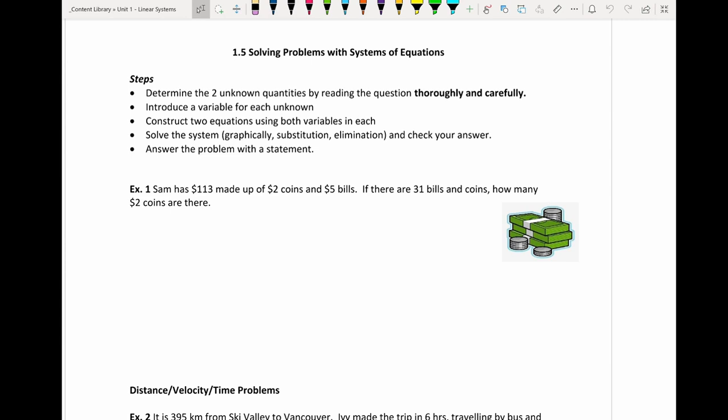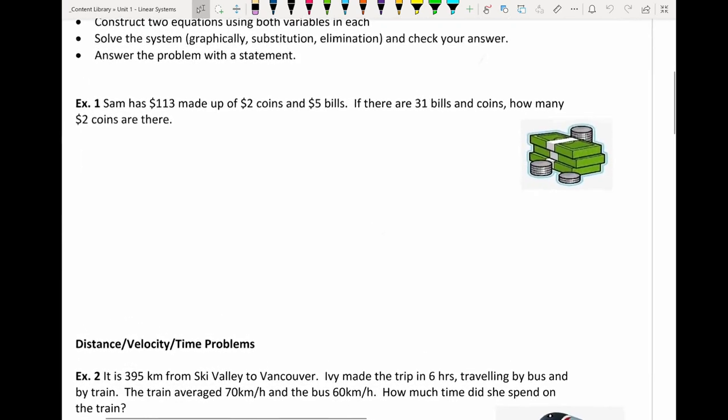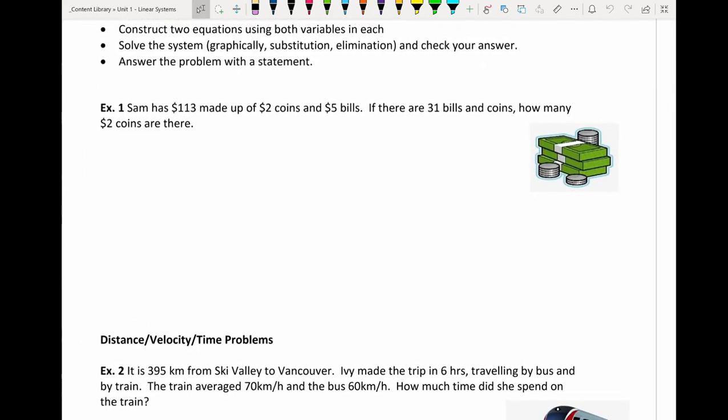Then you're going to solve the system based on one of those three methods. We're just going to be sticking with substitution or elimination, and if you need to, check your answer. And then answer the problem with a statement. So again, the key thing is coming up with those equations. That's probably the most difficult part, and then from there you can review the last lessons on how to solve by each method.